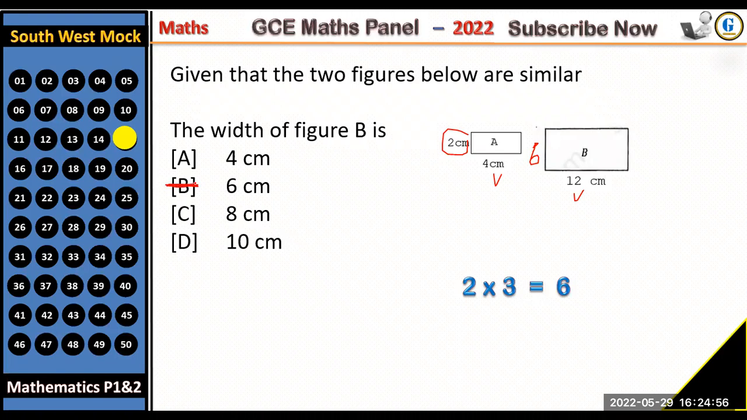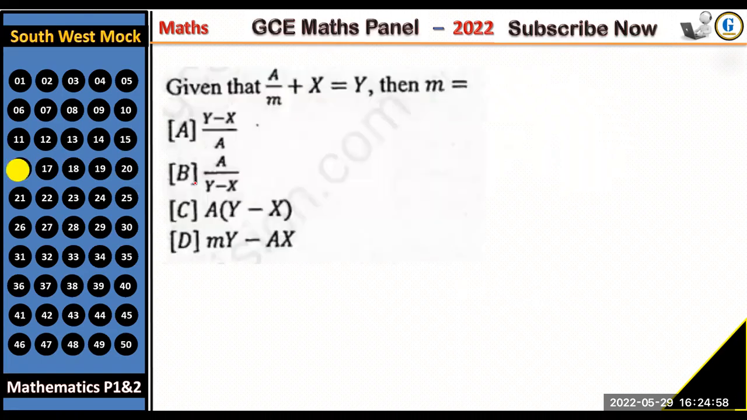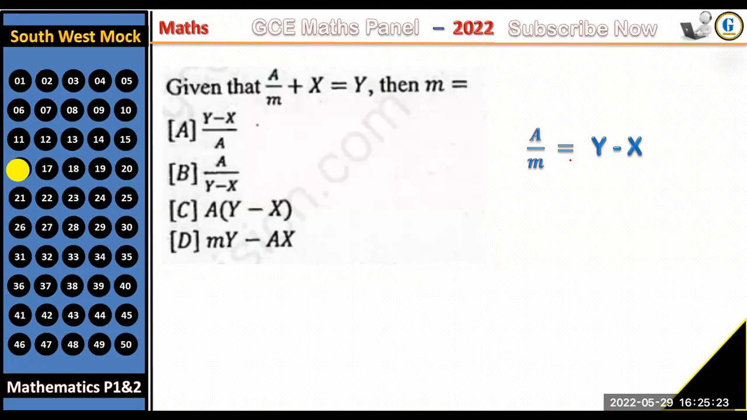Okay, question 16. Given that a over m plus x is equal to y, then m is equal to... So here they just want us to make m the subject of the formula. The first thing that disturbs us from having m here is the x. So we carry x to the right hand side, or we subtract x from both sides. Now we have a over m is equal to y minus x.